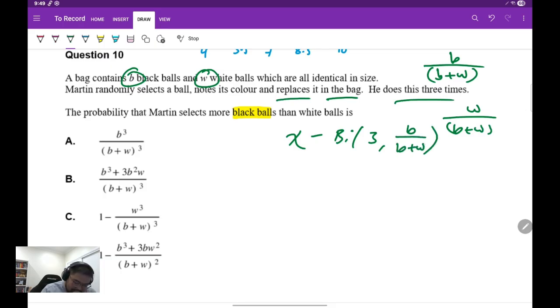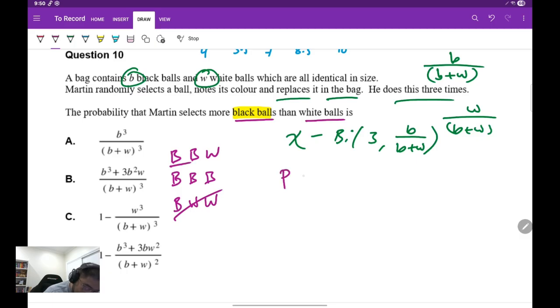All right. Now, what situations will result in more black balls than white balls? So we could have black ball, black ball, white ball. We could have black ball, black ball, black ball. We cannot have the situation where we have black ball, white ball, white ball, because we want black balls to be more. So in this case, the only situation is when the number of successes is equal to 2 and the number of successes is equal to 3. We don't want the number of successes equal to 1 or 0 because that's not what the question's asking.